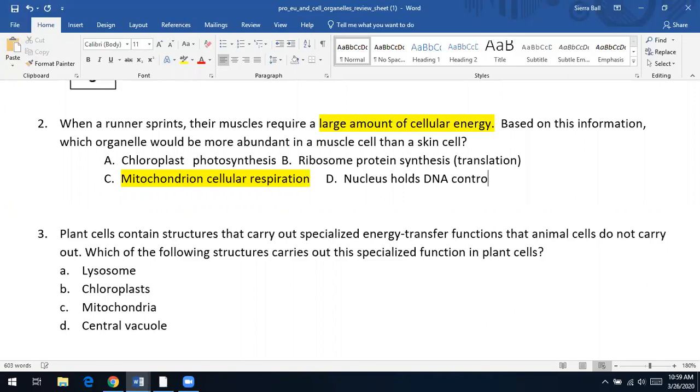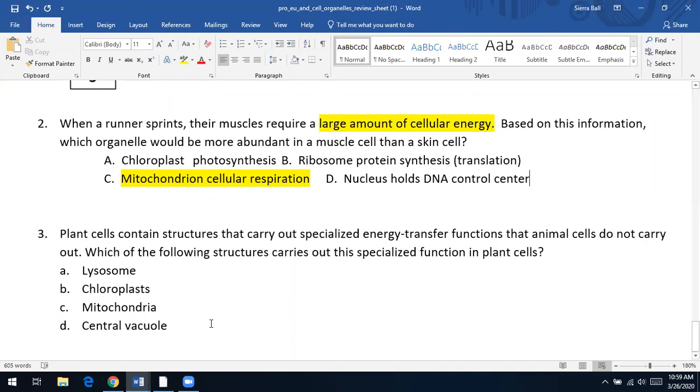DNA control center. All right. I just wanted to make sure you guys had all this down. I'm trying to go over the organelles now because on our next worksheet, you're going to be doing something else with the organelles, okay? All right.